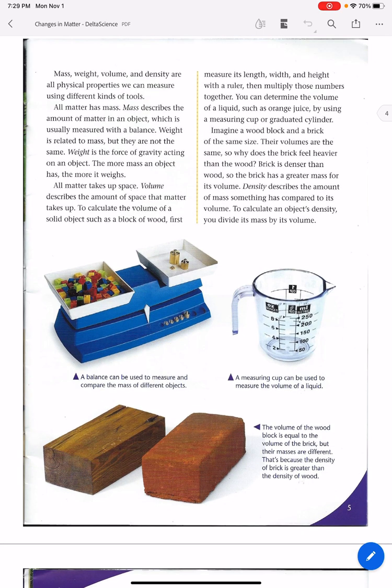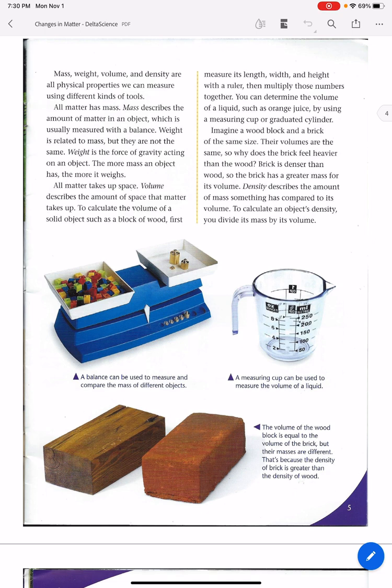Mass, weight, volume, and density are all physical properties we can measure using different kinds of tools. All matter has mass. Mass describes the amount of matter in an object, which is usually measured with a balance. Weight is related to mass, but they are not the same. Weight is the force of gravity acting on an object. The more mass an object has, the more it weighs.